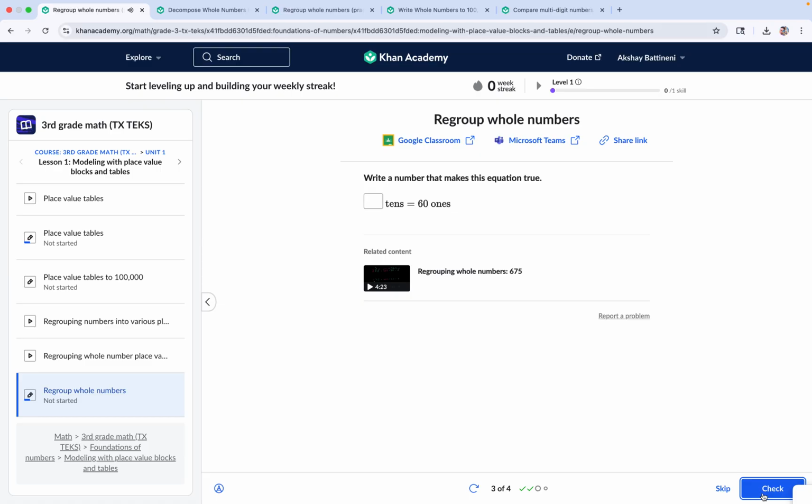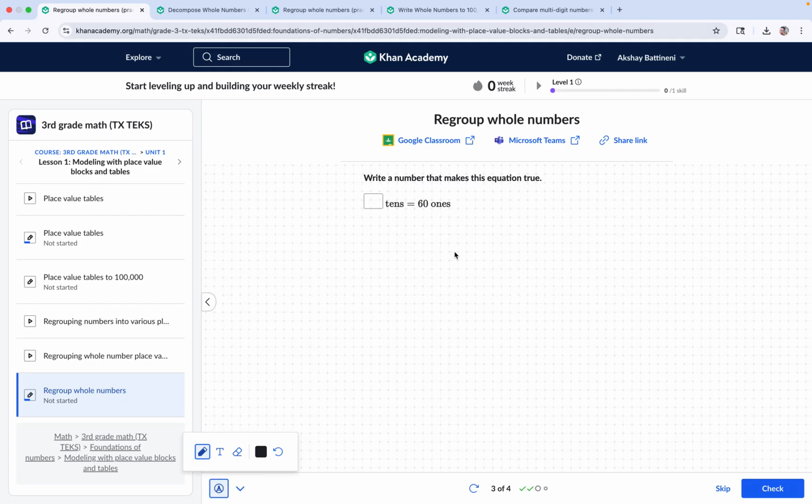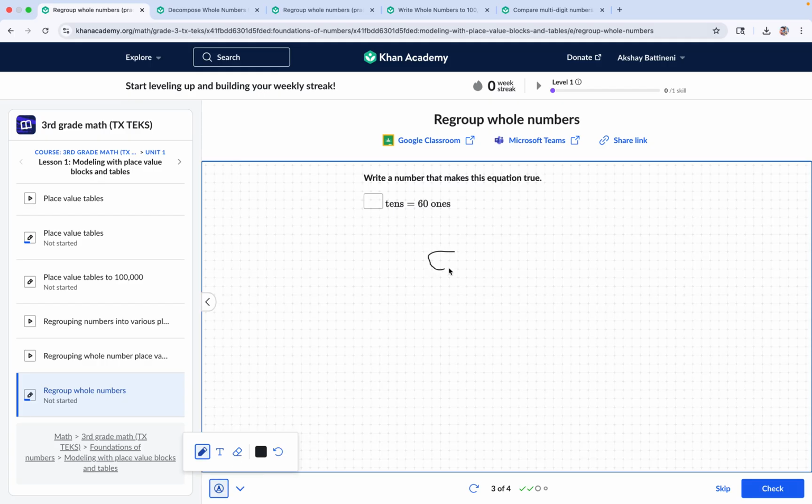Now we're doing blank tens equals 60 ones. Now we have to reverse it, okay? So 60 ones equals blank tens. We know that in 10, there's 10 ones. Okay, so 10 ones in each ten, here there's 60. So now we just have to do simple division here.